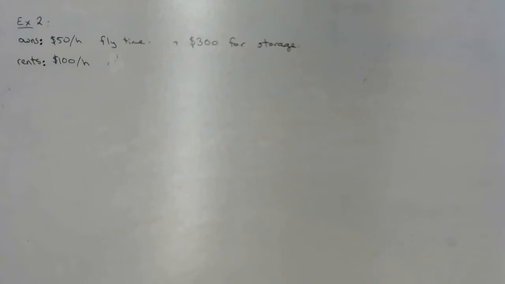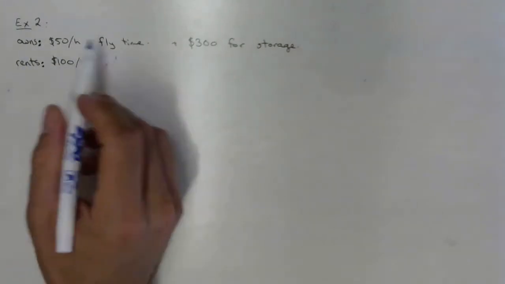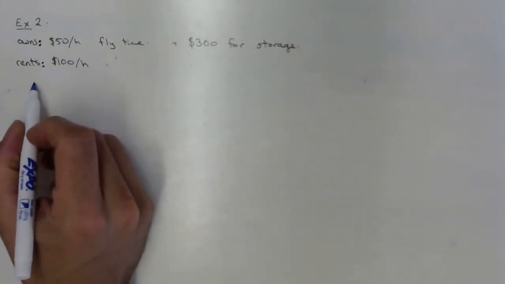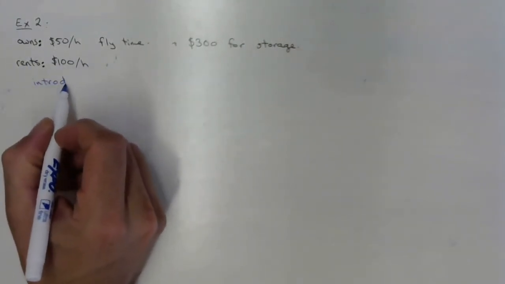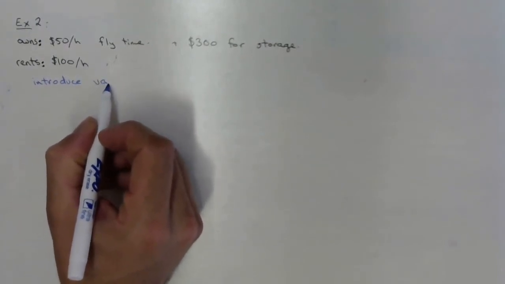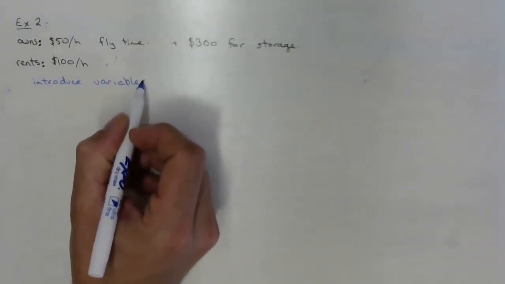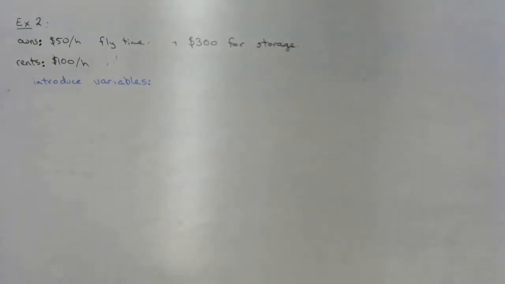So we kind of have an idea of what we're doing. We've pulled out the important information. And what we really need to do next is give ourselves, what is there in algebra? What do you do with an unknown value? How do you represent an unknown value? You need a variable. So we need to introduce some variables. In step 1, we're going to introduce variables. We're going to be solving for some unknown values.